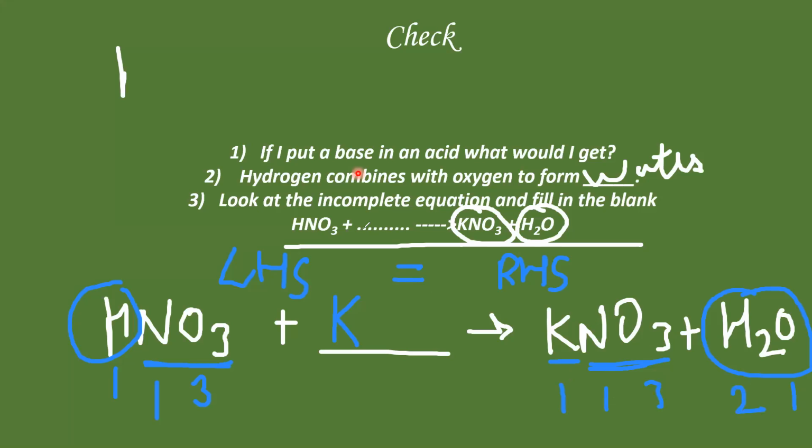But now what I've done is I've accounted for this N over here by looking on the left side. I've accounted for these 3 O over here by looking on the left side. So these two are done. Now 1 K is remaining, so I just wrote 1 K over here. So this is also done.